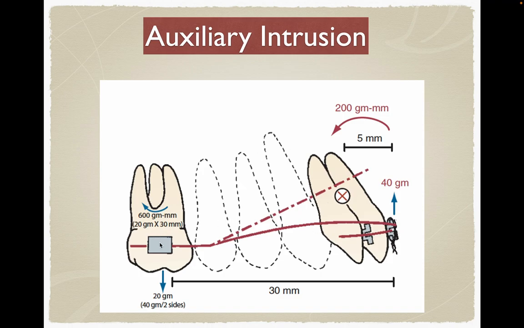So now, the wire is engaging here, and we need to do intrusion. We estimate the amount of the force to be 40 gram, 10 gram for each tooth of the four incisors. So if you look per side, that will be 20 gram on this side and 20 gram on the other side. For example, this is the right side 20 gram, the left side 20 gram.